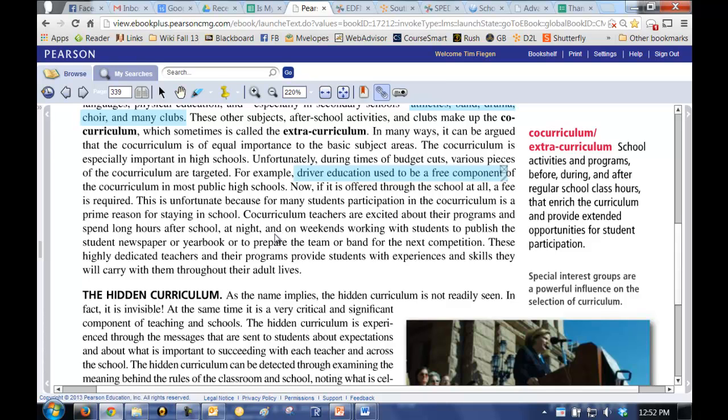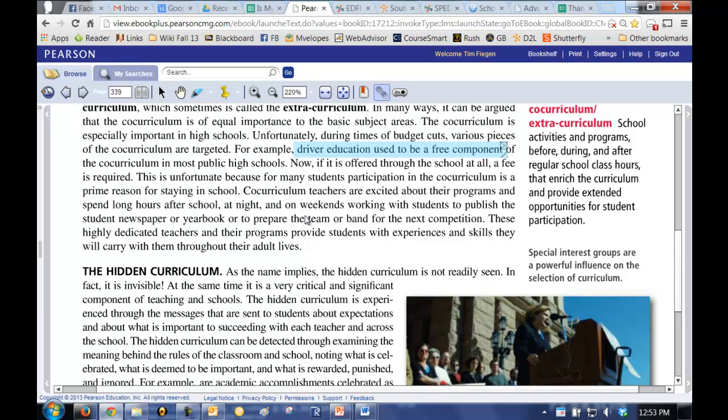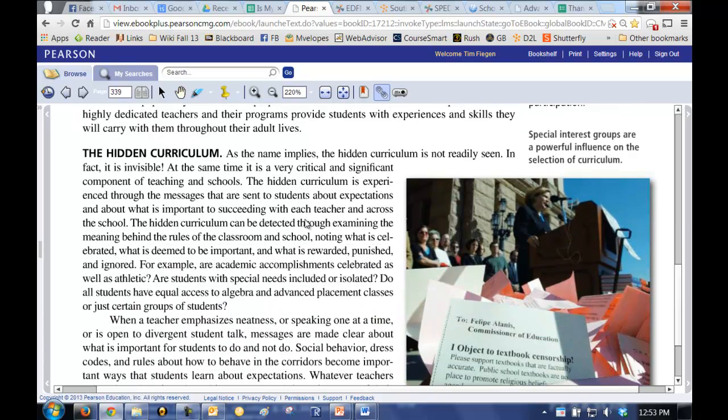You pay for it. Co-curricular teachers are excited about their programs and spend long hours after school at night and weekends working with students to publish the newspaper, yearbook, and those would be considered co-curricular also. Skills, lifelong. So they see a lot of value in that, but unfortunately some of that's where the budget cuts come out because it's not required stuff.